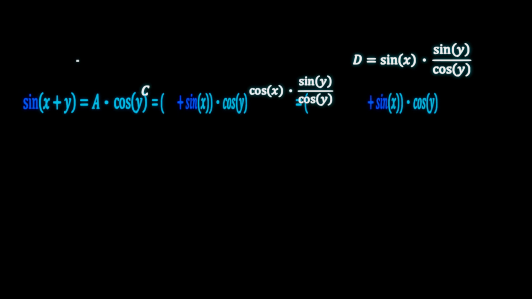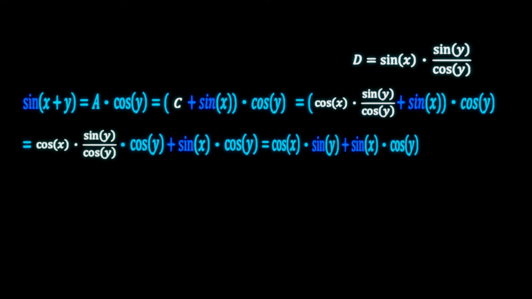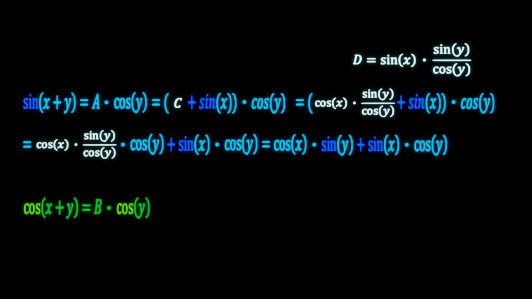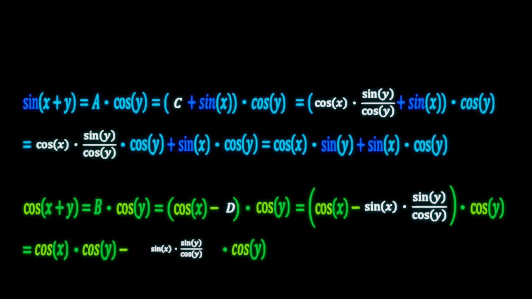Now, we can substitute the newly found lengths of c and d into our formulas for the lengths of a and b, respectively, to complete the proof of the sum of angles identities for the sine and cosine functions.